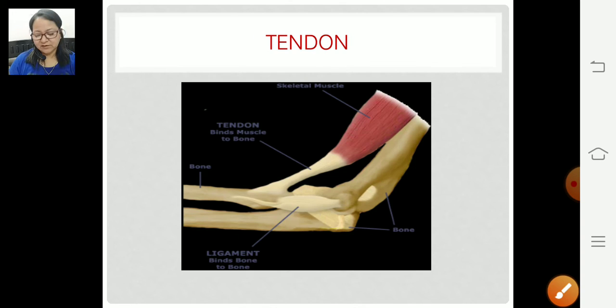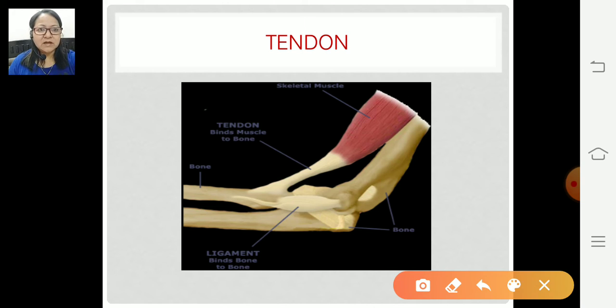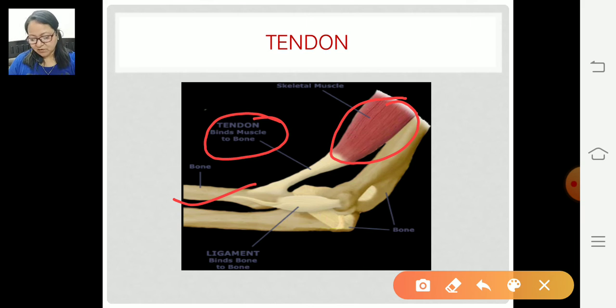Next is tendon. Tendons are very strong, inelastic structures which join skeletal muscles to the bone. You can observe here that these are the muscles and they are joined with the help of tendon to the bones. So they must be very strong and inelastic in nature. They are composed of white fibrous tissue which provides great strength.